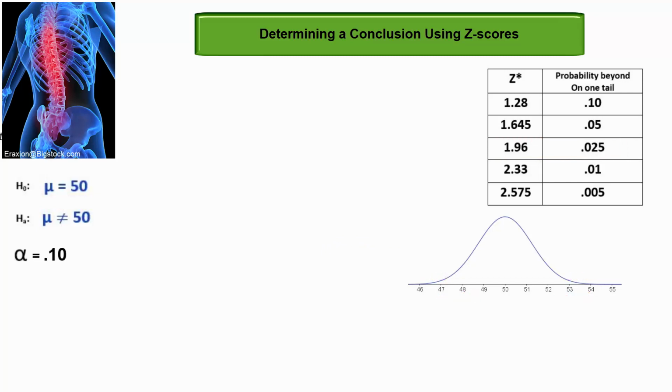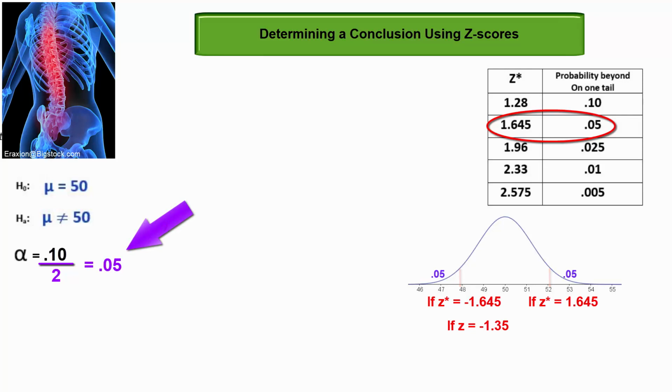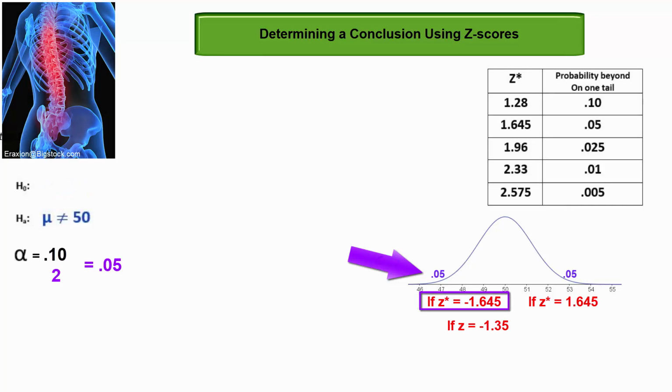Answer this: what is the conclusion to this test at a 10% level of significance if our test statistic is z equals negative 1.35? Answer: fail to reject the null because the critical z-score is the one that traps half of the significance level on each tail. The critical z star is plus or minus 1.645. We did not reach it.